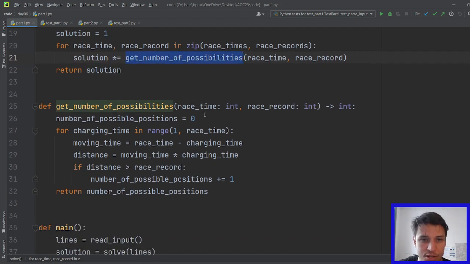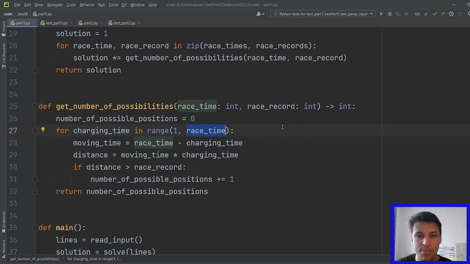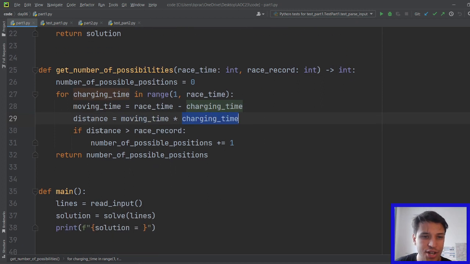In order to get the number of possibilities for a given race, the numbers for the first part are fairly small, so we can just iterate through all of them. So we just go for the charging time in the range from 1, and the last is race time minus 1, for example. And then we can just calculate. The moving time will be the race time minus the time we spent charging at the beginning. The distance will then be the product of those two values. And then we check if the distance is larger than the race record. If we have a new record, the number of possibilities will increase by 1.